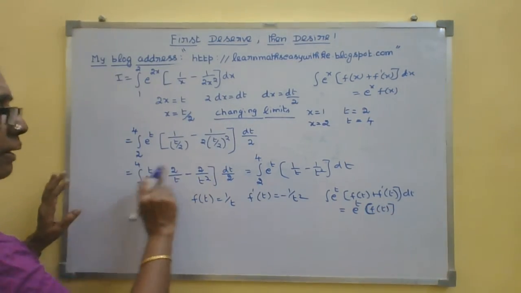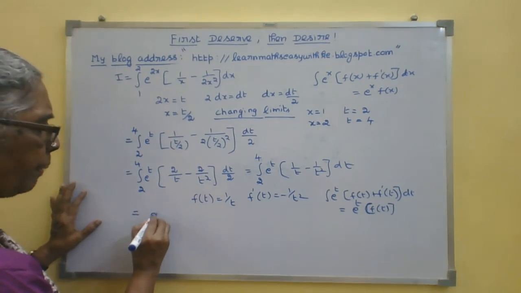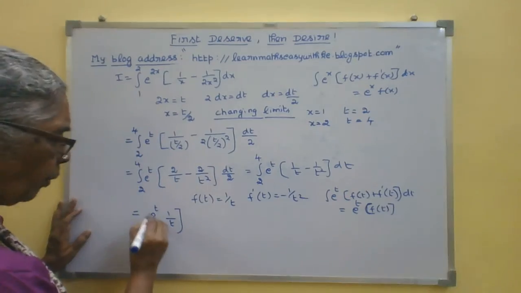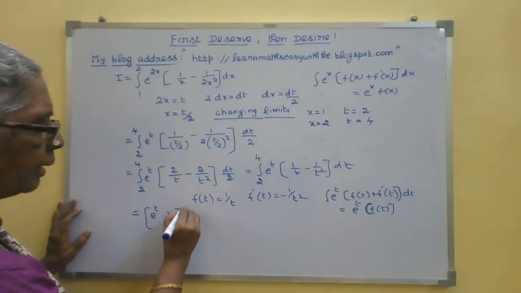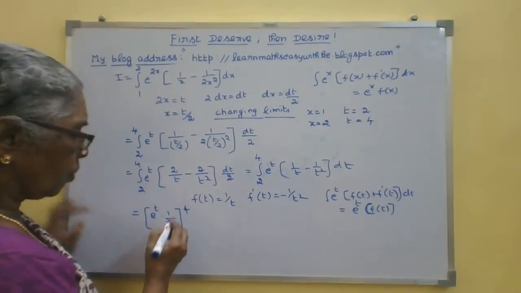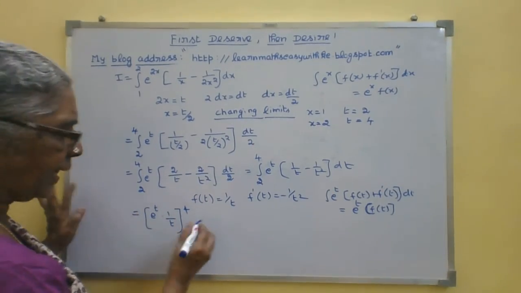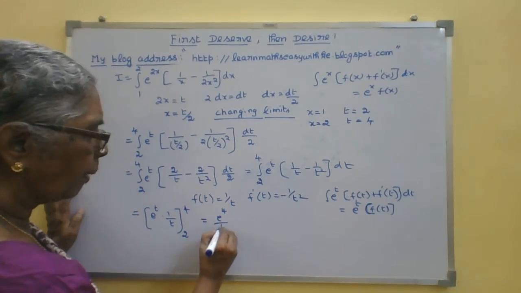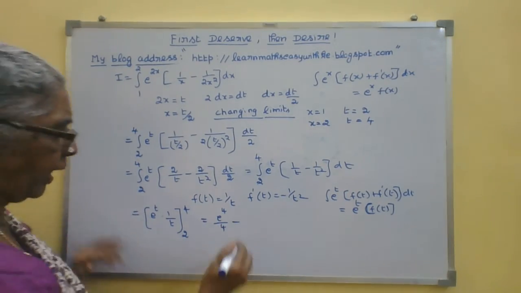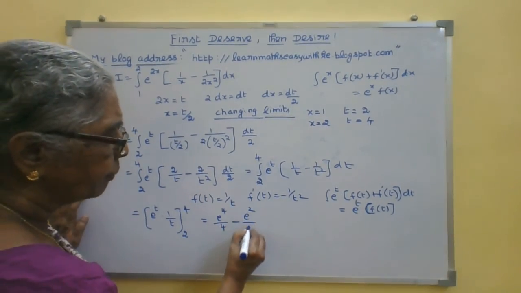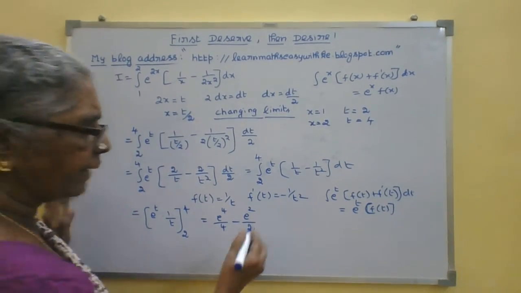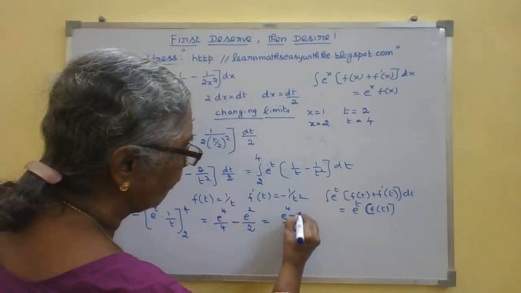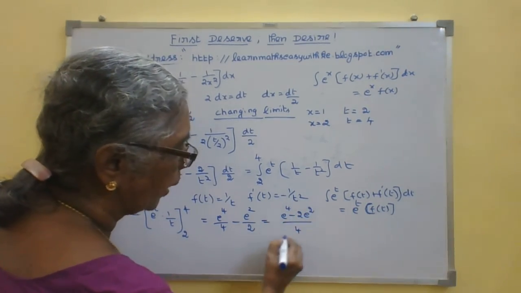So using that, I will now write it is e power t into f of t is 1 by t. Okay. Then put the square bracket. Now write the limits, that is 2 to 4. So now you have got actually e power t by t. First let me substitute the upper limit, e power 4 by 4 minus substitute the lower limit, e power 2 by 2. You can actually leave it like that, or you can take that 4 as the LCM. You will be getting e power 4 minus 2e square.